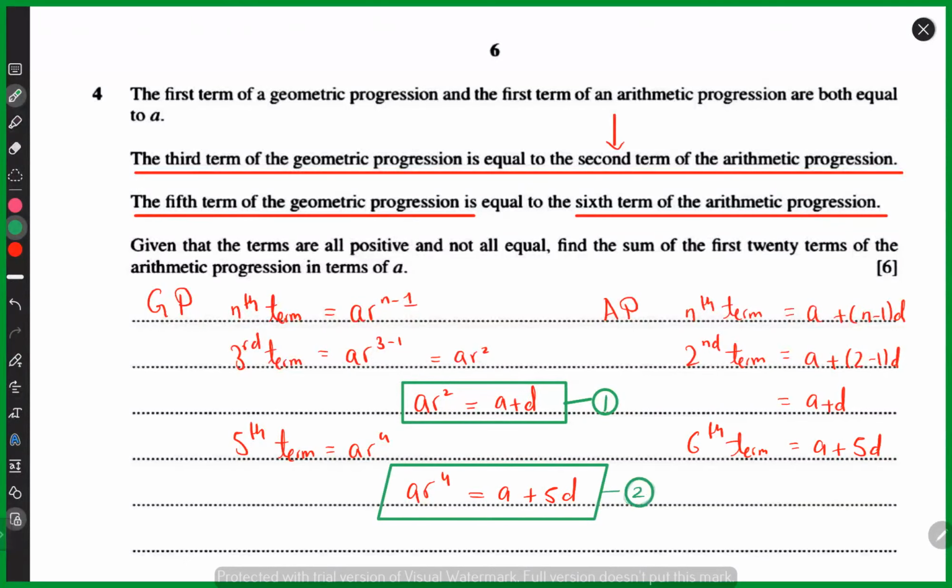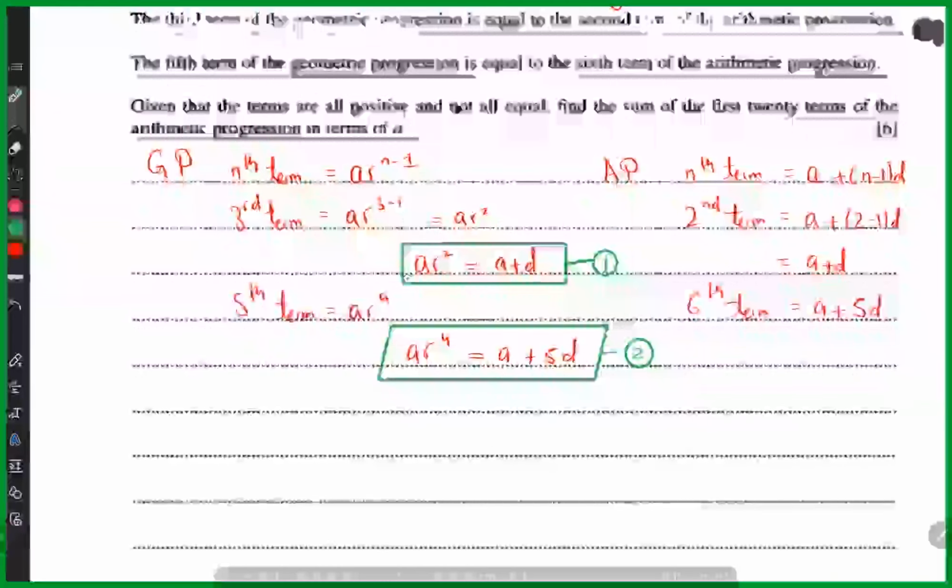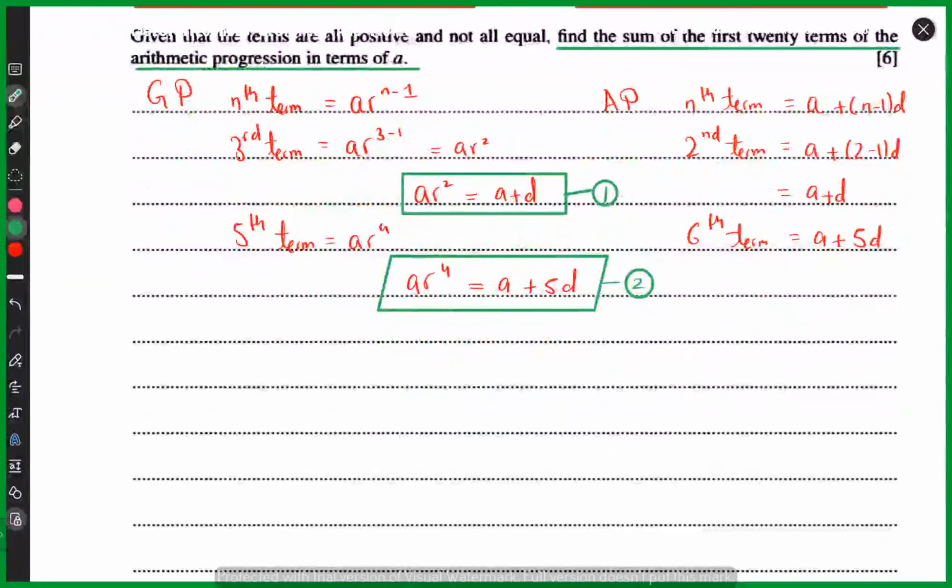And now, what is the question? Given that all the terms are positive and not all equal, find the sum of the first 20 terms of the arithmetic progression in terms of A. Okay, so let's just focus on this part. We'll come back to that later on. It says, find the sum of the first 20 terms of the arithmetic progression in terms of A. So now, what do we need? I'll get back to these things, but I need to find the sum of the first 20 terms.